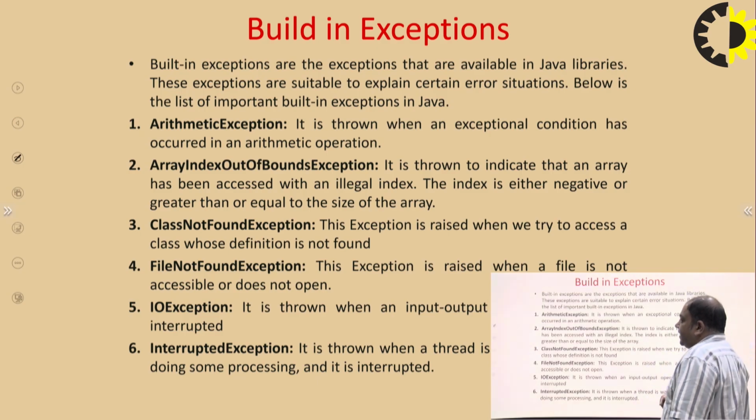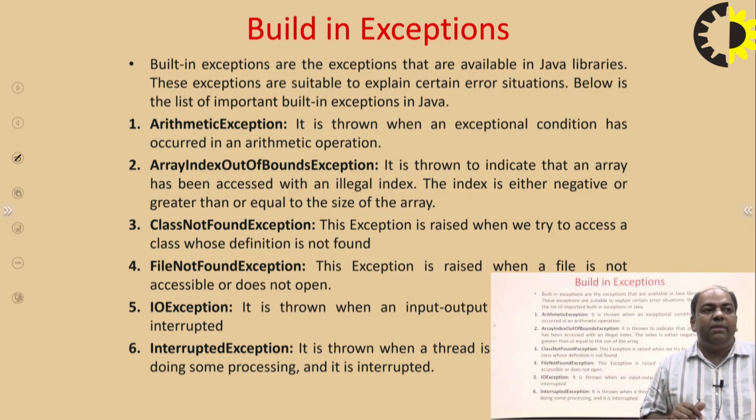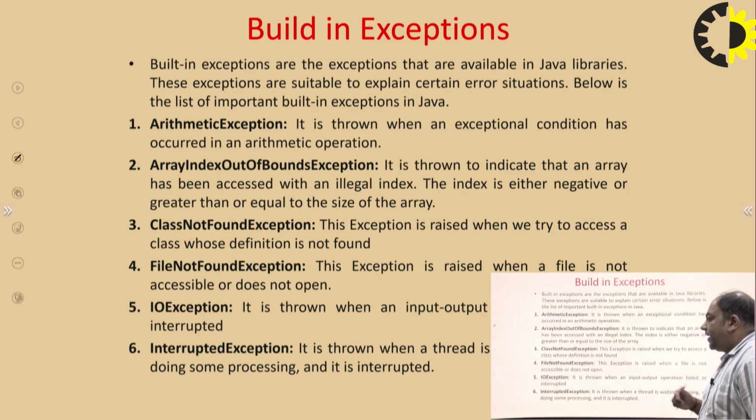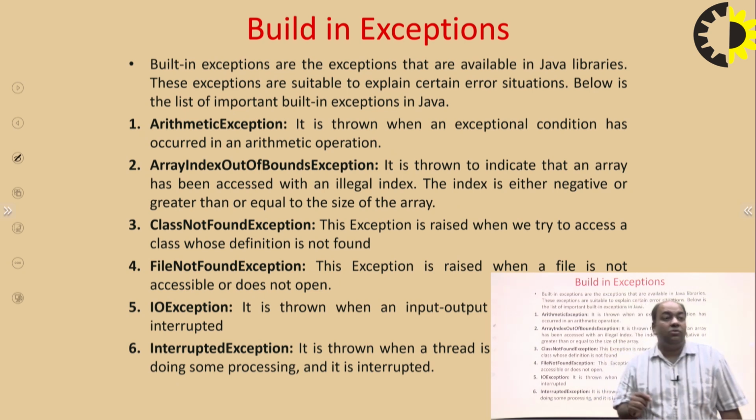Next is array index out of bounds exception. What does it mean? This type of exception is thrown to indicate that the array has been accessed with an illegal index. Like, for example, the array is accessed using the index -1.